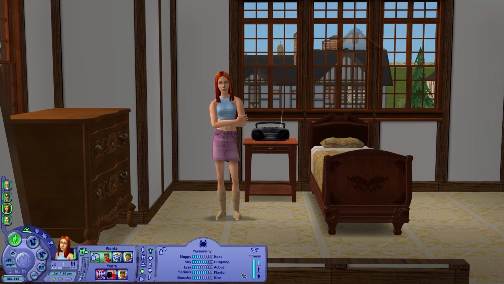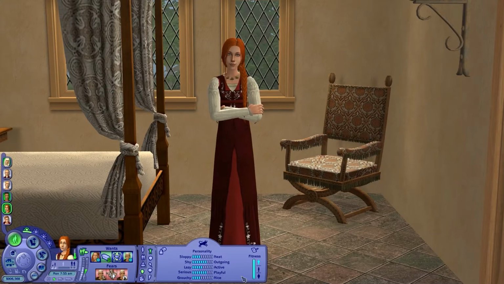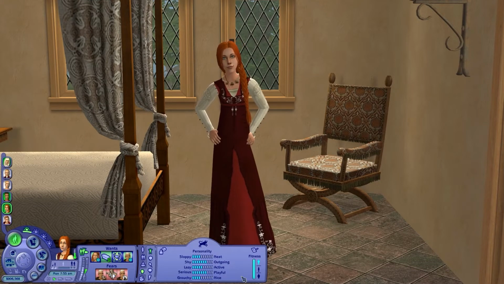Juliet Cap has the family aspiration, like I said, and she's slightly sloppy, rather outgoing, lazy, and playful, and slightly grouchy. I think this fits the Juliet from the play as well. If I allowed myself to go beyond 25 points to match Shakespeare's Juliet even more closely, I'd maybe add 1 or 2 points in active, but otherwise it checks out.